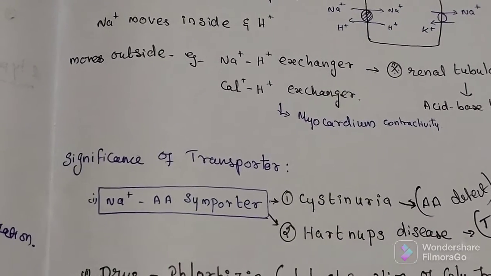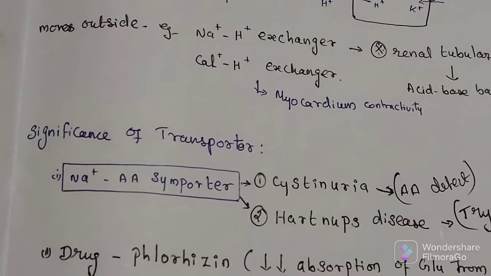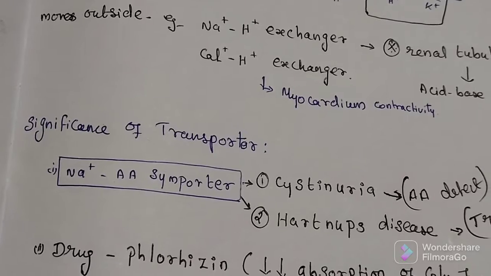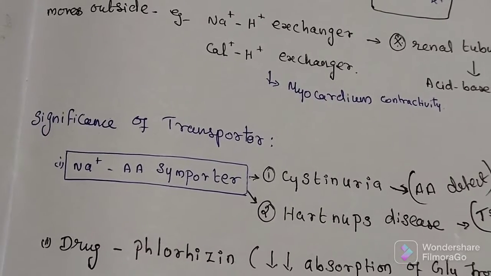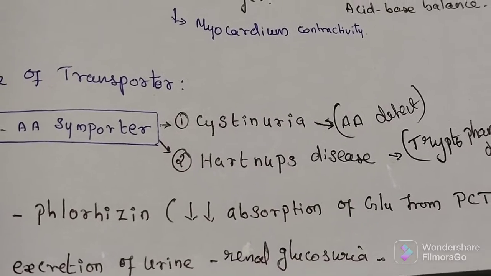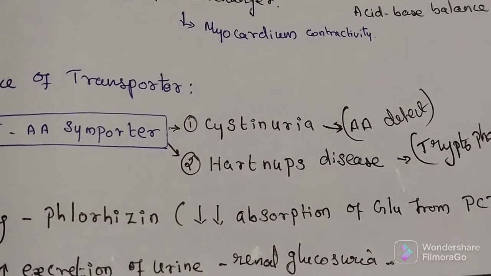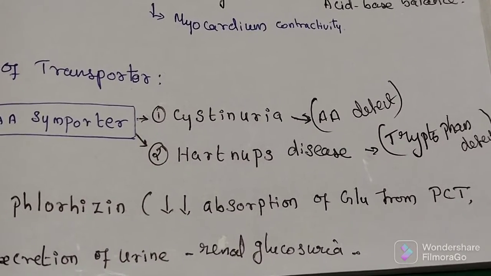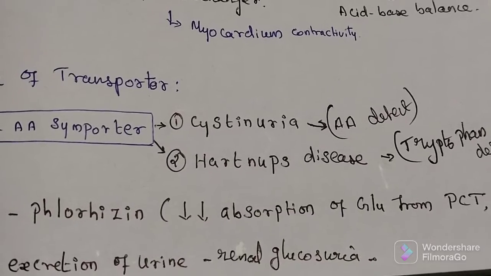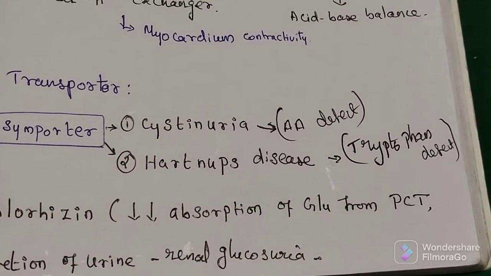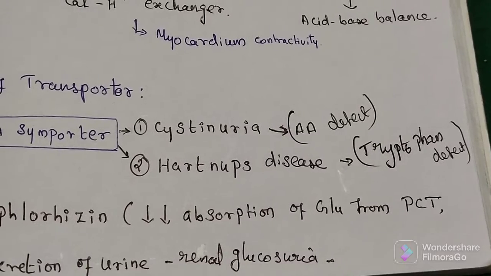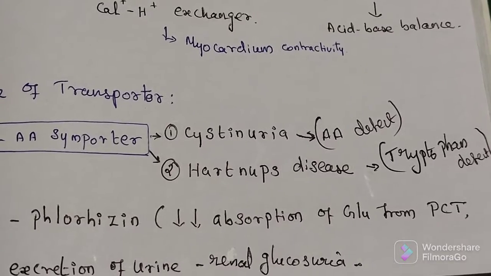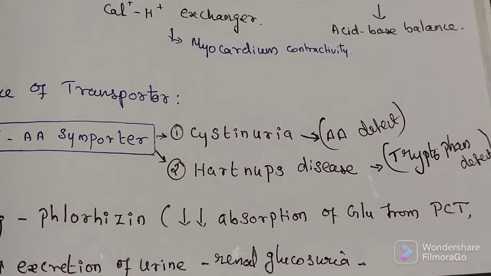If the sodium amino acid symporter is defective, it causes cystinuria, in which absorption of amino acids is defective. The second one is Hartnup disease, related to absorption of tryptophan.